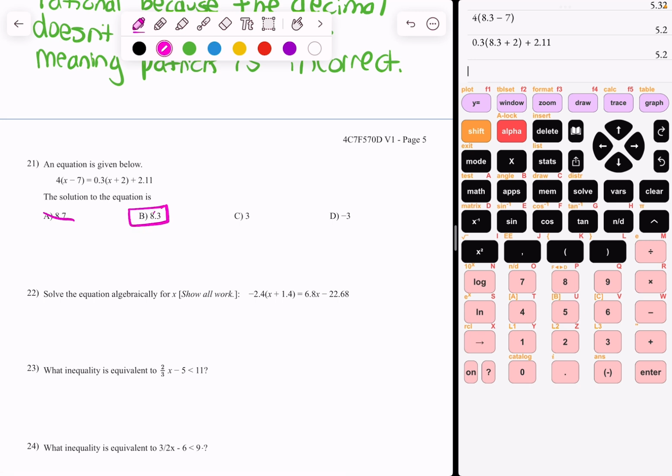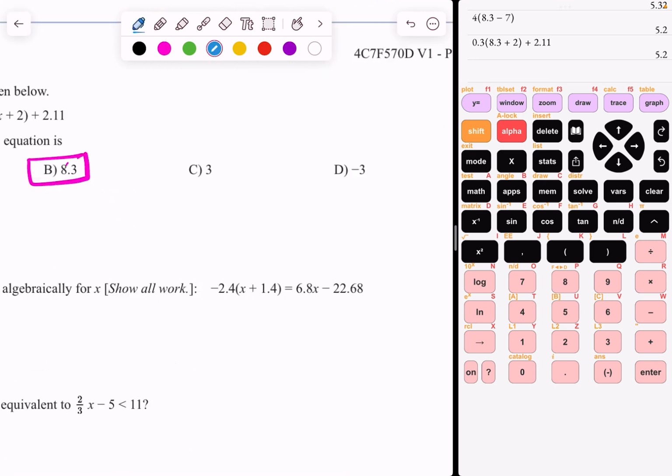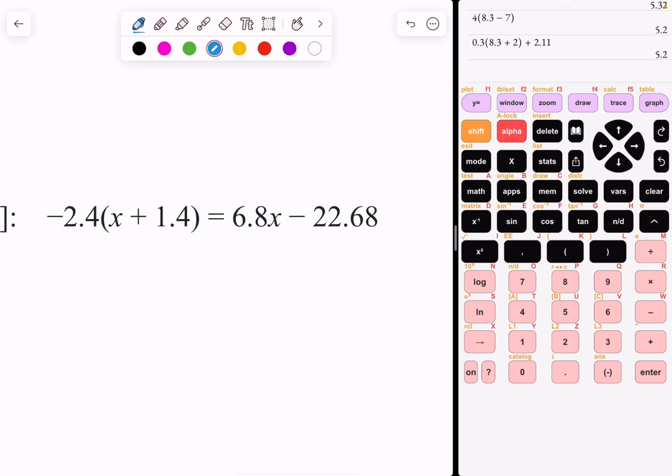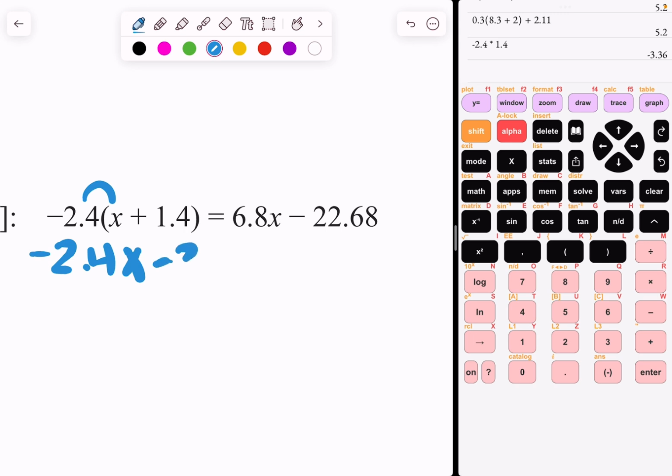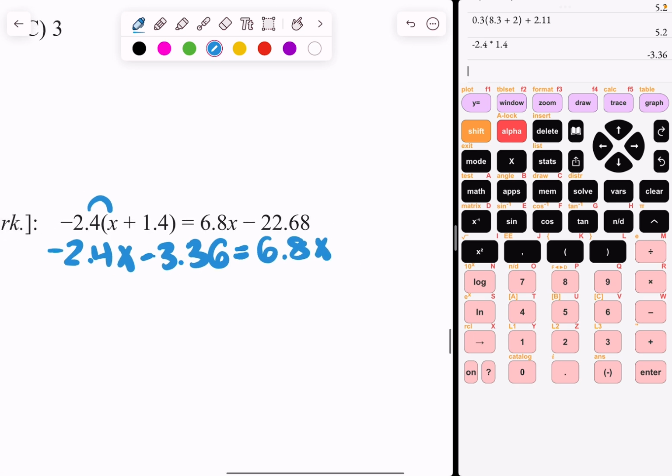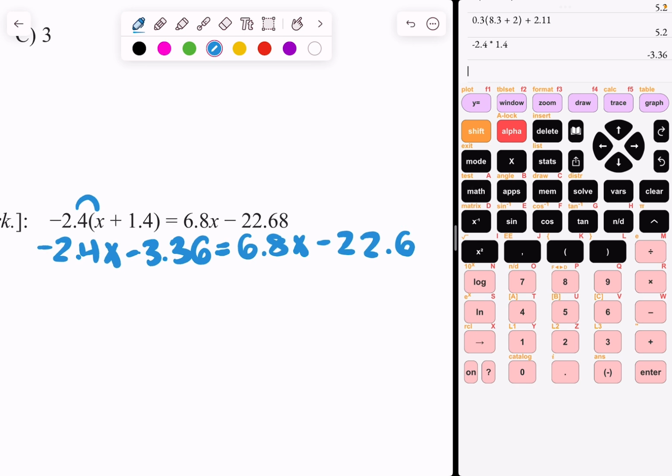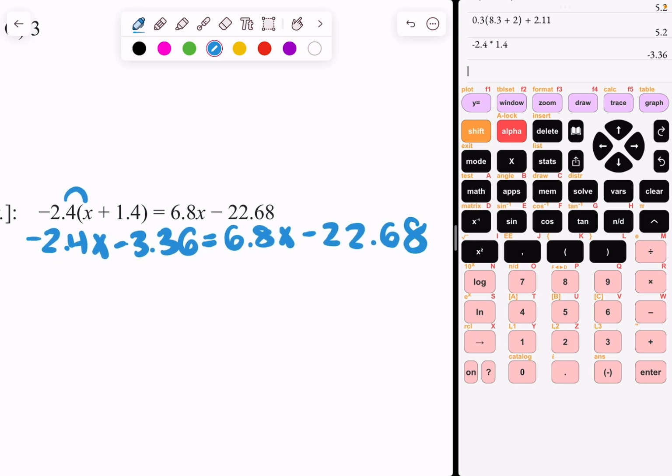All right, let's do 22. Solve this algebraically. And then we got to show work. Negative 2.4 times x is negative 2.4x. Negative 2.4 times 1.4 is negative 3.36. Equals, leave the 6.8x alone, minus the 22.68, since none of those are like terms. All right, let's bring x to one side.